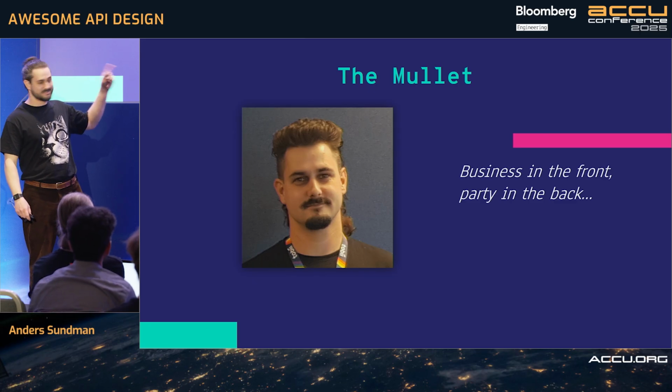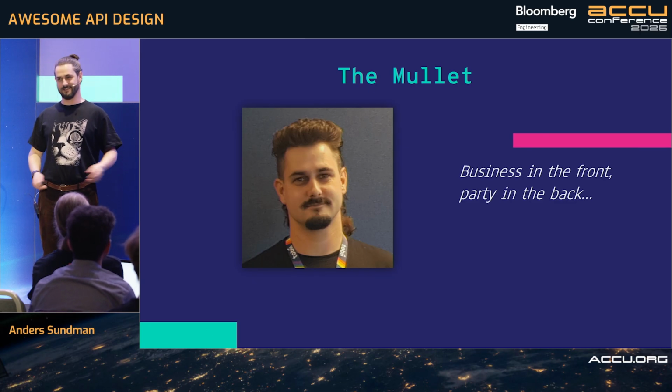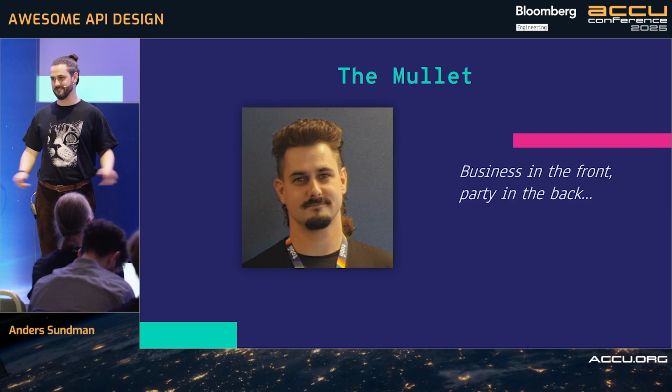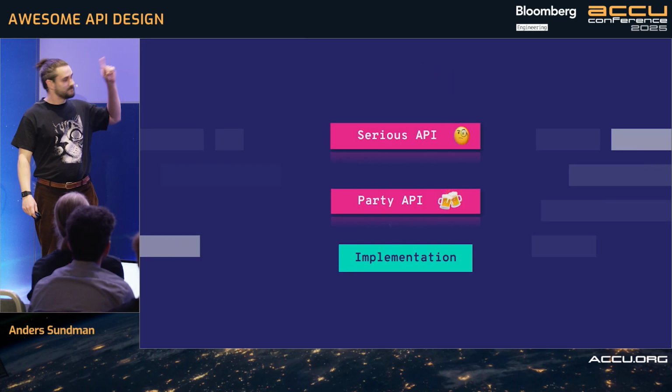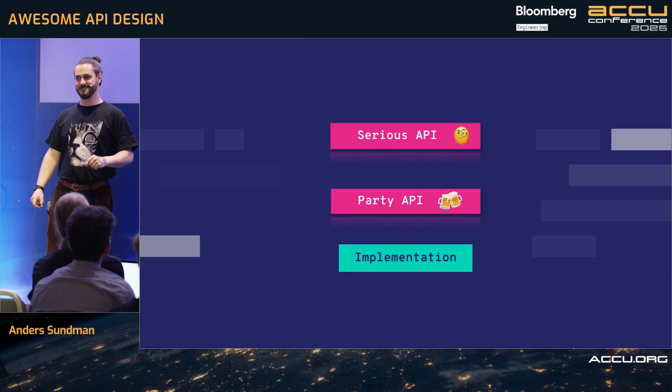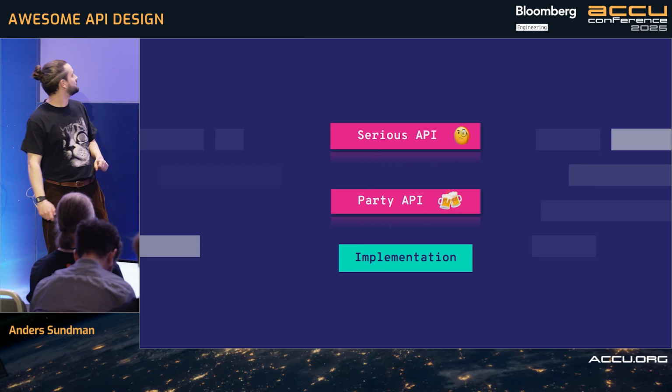The mullet is business in the front, right? Party in the back. This is a great design pattern for APIs, as it turns out. You have your serious API, but then you have your party API behind it. And then you have your implementation.